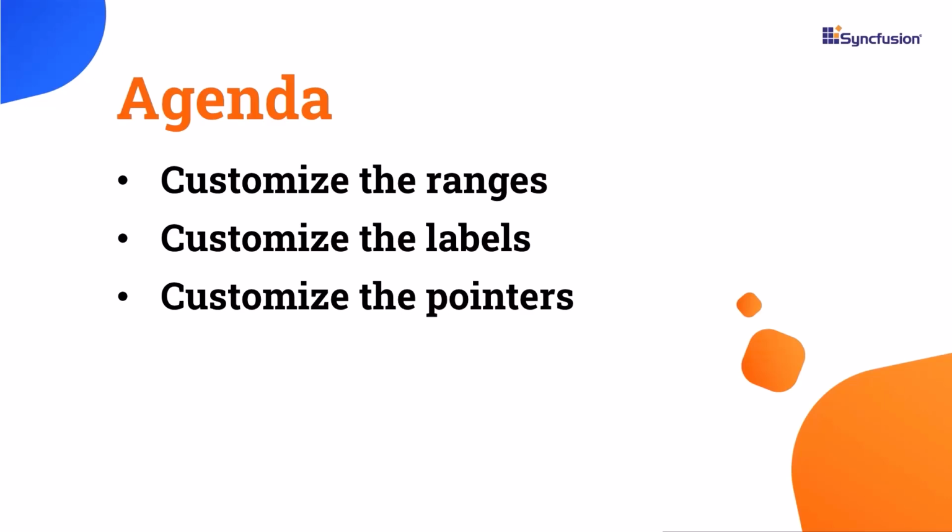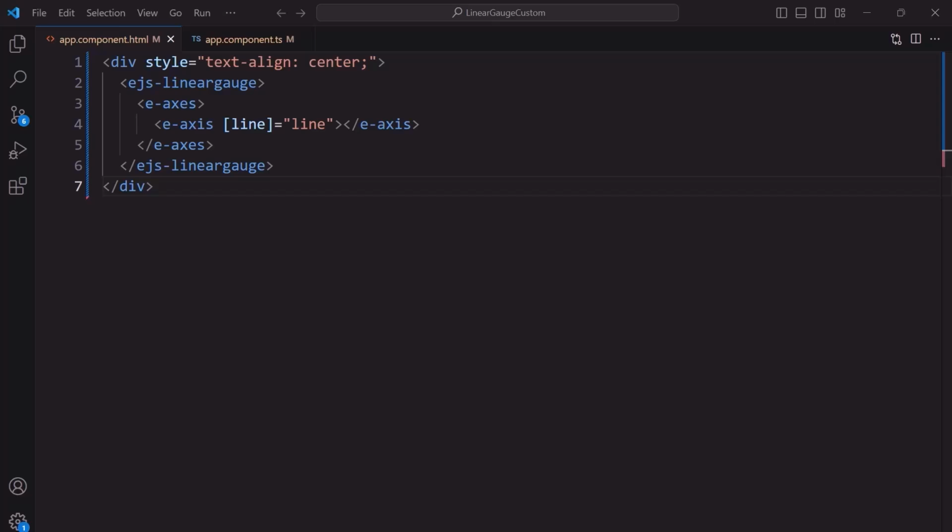In this video, I will show you how to add and customize ranges, labels, and pointers for the Syncfusion Angular Linear Gauge component. First, I open an existing Angular application to which I have already added a linear gauge component with an axis. To learn how to add Syncfusion Angular Linear Gauge to an app, follow the link provided in the card above or the video description below.